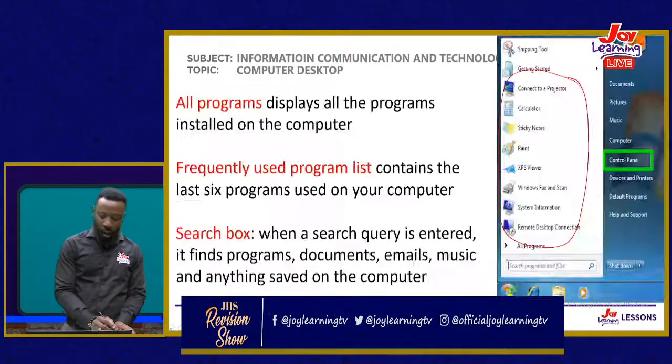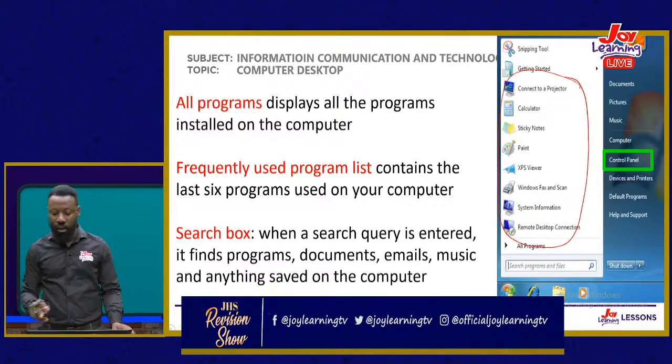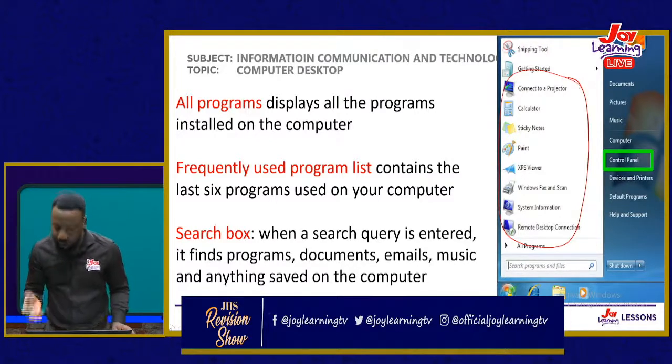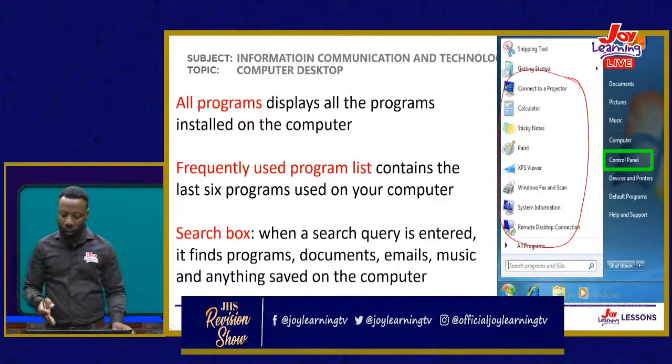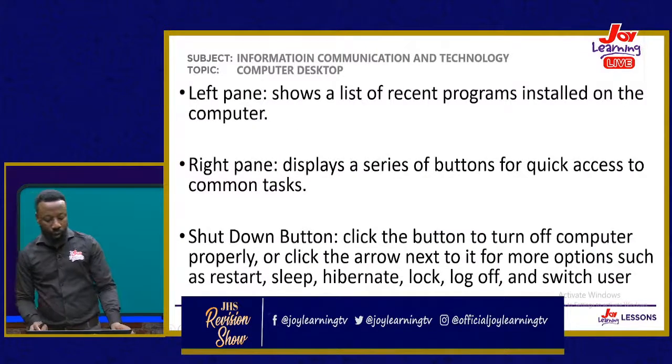So when we look at the right pane, if you want to go to My Documents, you just click on My Documents. If you want to go to Pictures, just click on Pictures. If you want to go to, let's say, Computer, just click on Computer, Control Panel, whatever you want to click, it's just quick access. Just click on it and it will give you access to the other side.